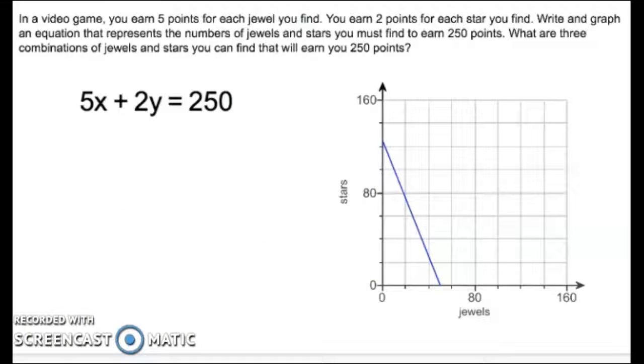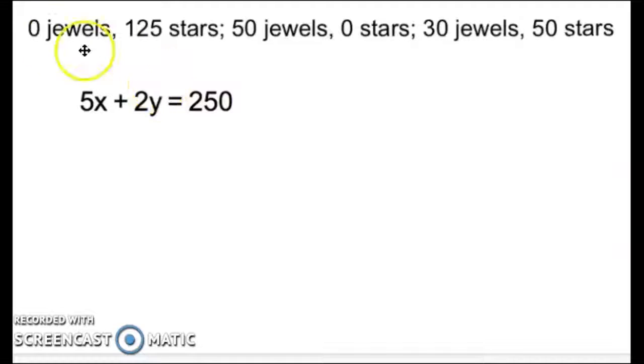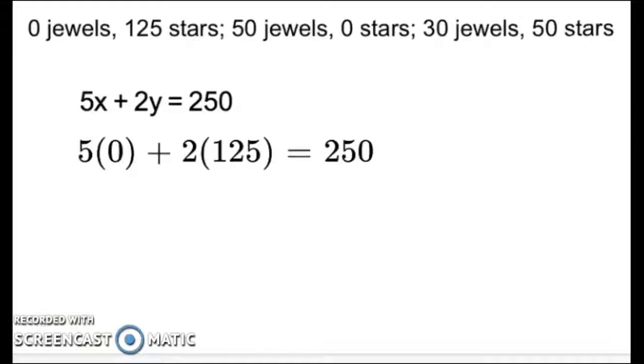Now it wants us to find which of 3 possible combinations would work for this equation. For the essence of time, I'm going to show you the correct one and show you why it is. So I'm going to put in each of the combinations for x and y and show you that it's true. So starting with 0 joules and 125 stars, I'll have 5 times 0 plus 2 times 125, which will be 250 equals 250, so it checks.